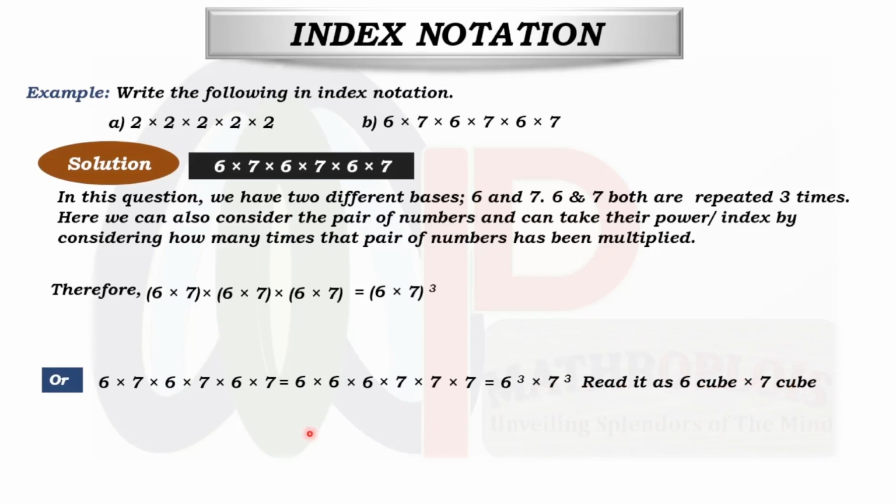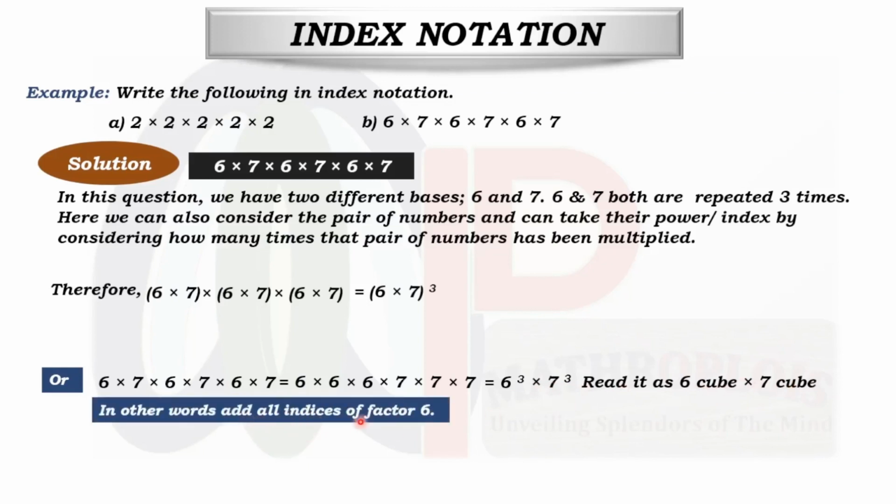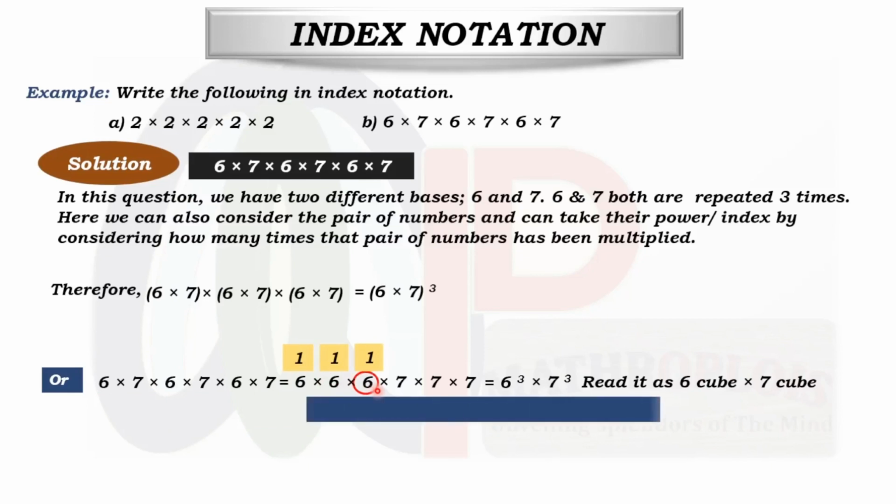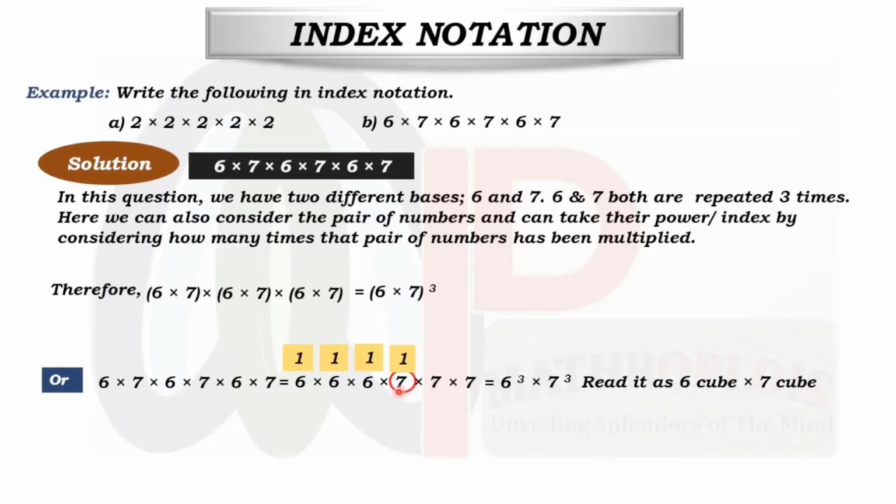In other words, add all indices of factor 6. First factor 6 has index 1, second factor 6 has index 1, third factor 6 has also index 1. Similarly, add all indices of factor 7. First factor 7 has index 1, second factor 7 has index 1, third factor 7 has also index 1.